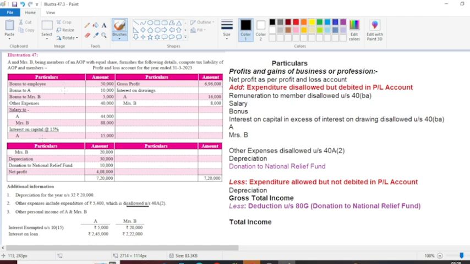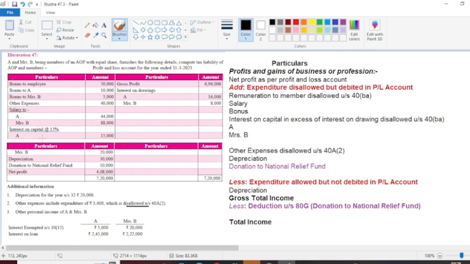All of these expenses have been debited in the P&L account, and these incomes have been credited in the P&L account. But some expenses are not allowed to be debited in the P&L account for tax purposes, like bonus, salary, and interest. That means the remunerations to the members will not be allowed as a debit in the P&L account of the AOP. These are income taxable in the hands of the members.